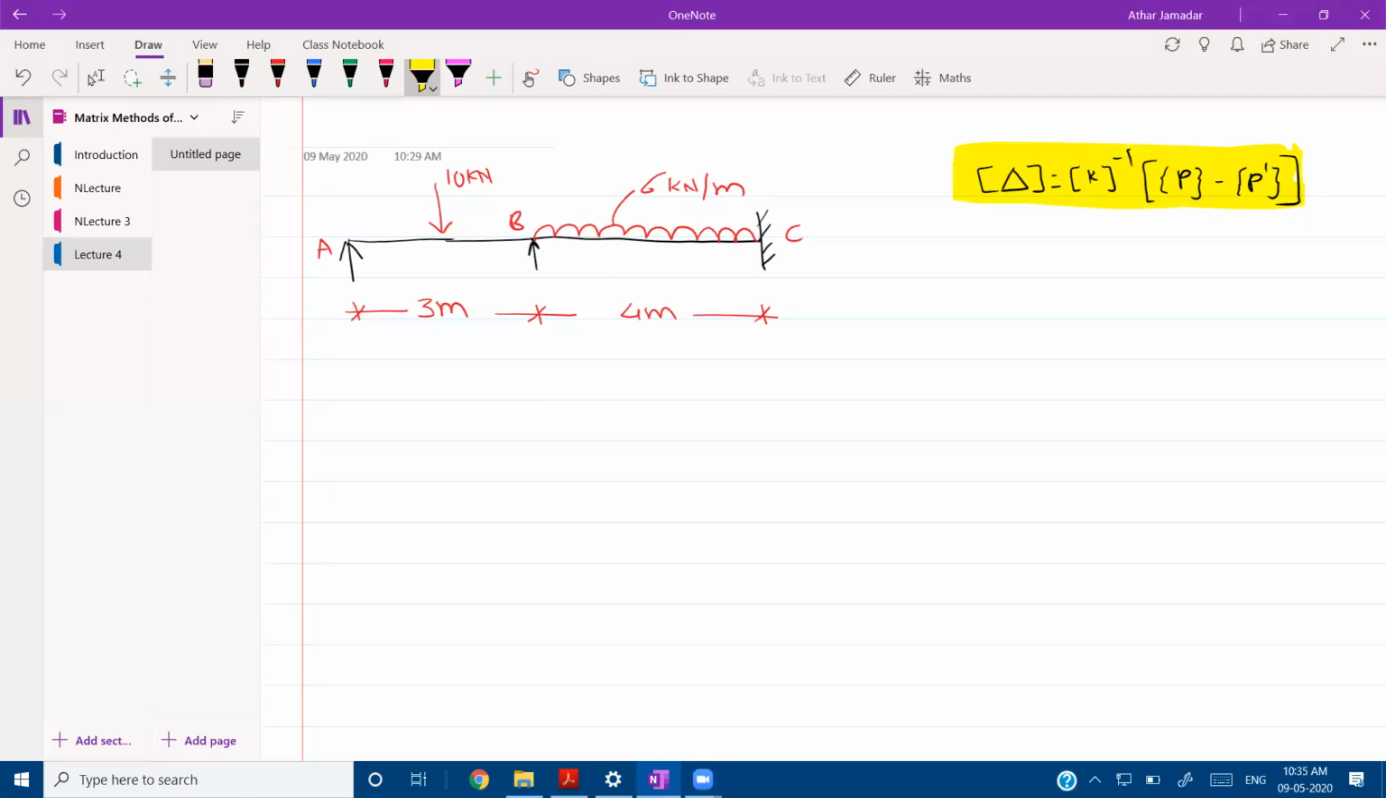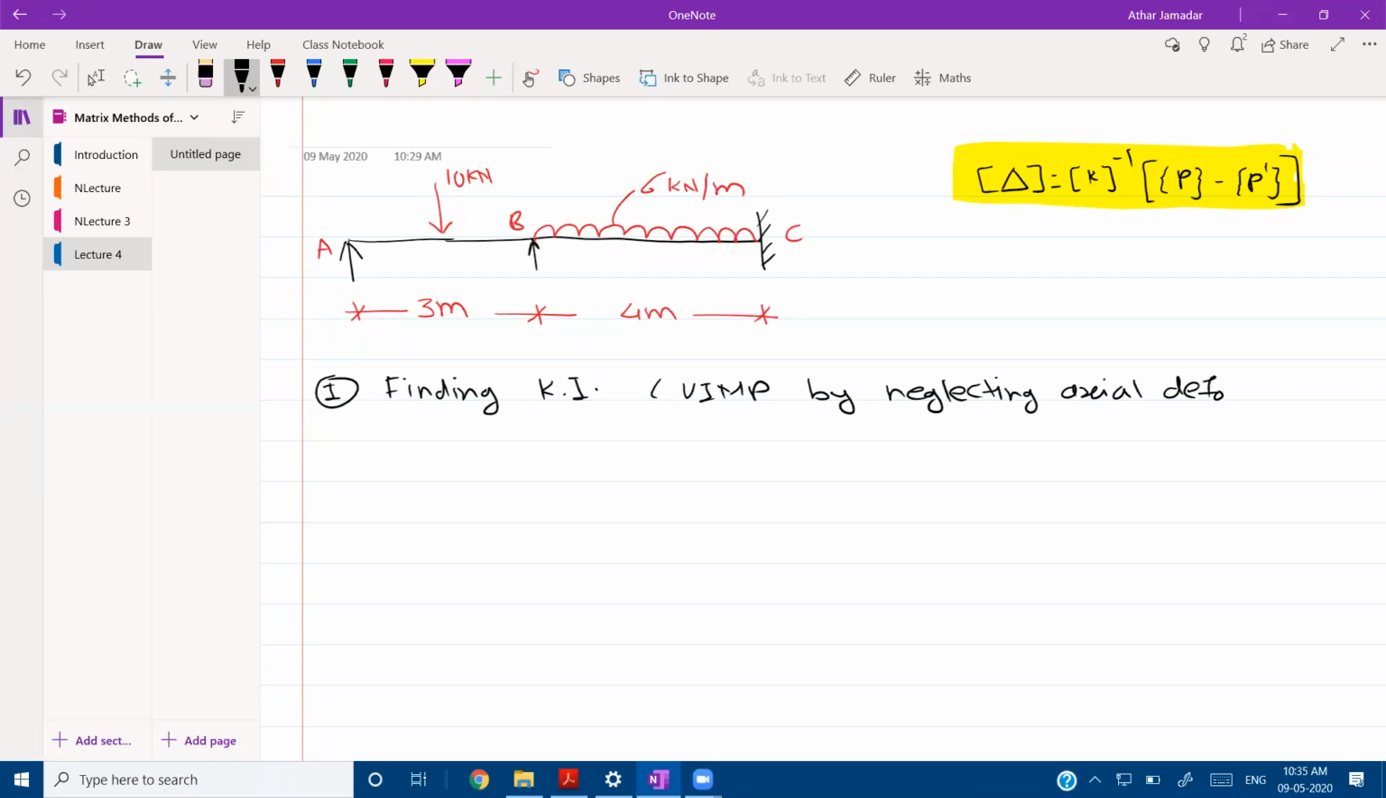Okay, and the steps involved in solving the problem are nothing but finding out each matrix one by one and finally solving that matrix. So the first step here will be finding out Ki of the given structure. And a very important thing is that we have to find out this Ki by neglecting axial deformation. This one thing you should remember. We have to find out Ki of the structure by neglecting axial deformation.